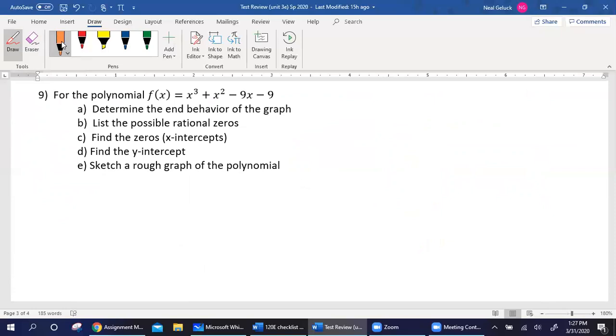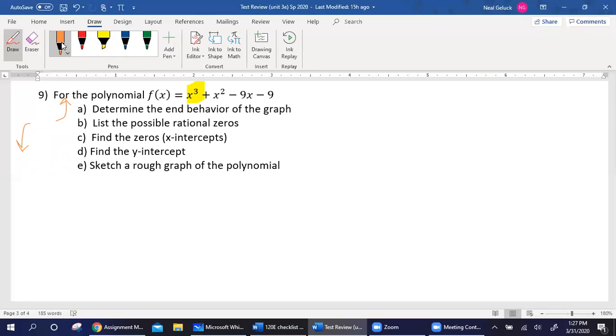On number 9, okay, we're going to go through all the different steps to build and learn about this polynomial. So part A just asks for the end behavior. Remember, I look to see that it's odd. That tells me it's going to go in opposite directions. And it's positive. That tells me that as far as end behavior goes, it's going to fall to the left and rise to the right.